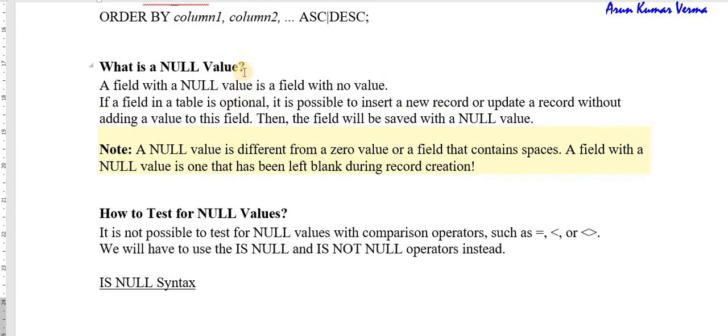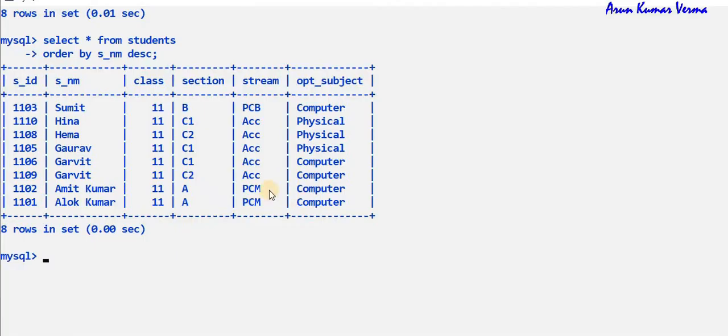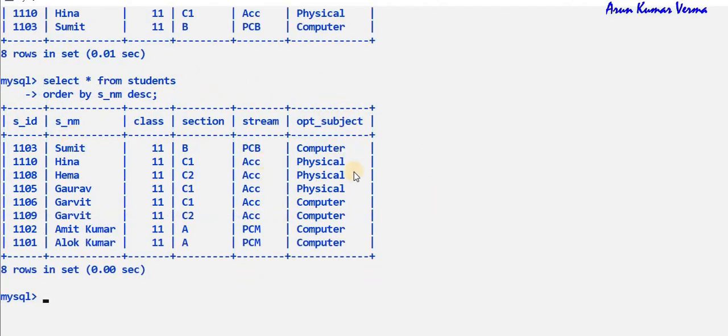Next one is what is null value? Null value is a field with no value. If your field has no value, in this case, this field is treated as null value. Let's see how. Let's check it. Okay, so in this you have all the fields are filled, so no one has the null value.